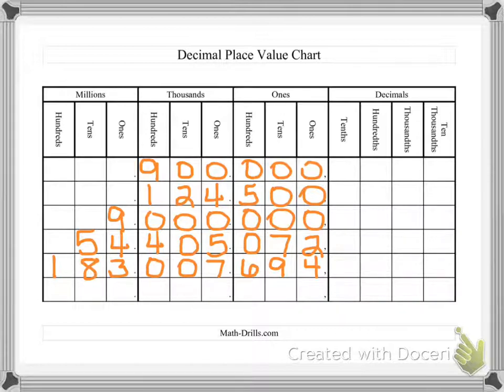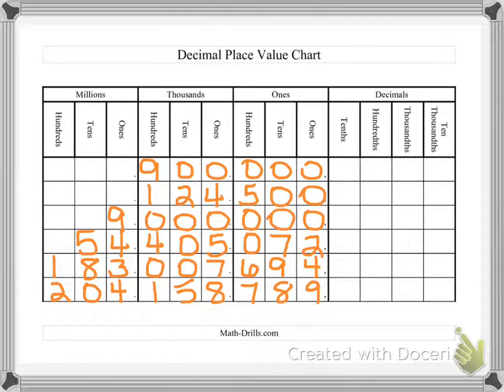Now, having those columns at the top should help you. We look at the first 3 digits, and we're going to say 183, and then look up at your place value chart at the top. We've got million. So we're going to say 183 million, and then we go to the next 3 columns, and we're going to say 7,000, look at the top, and then 694. If you got that right, that's fantastic.